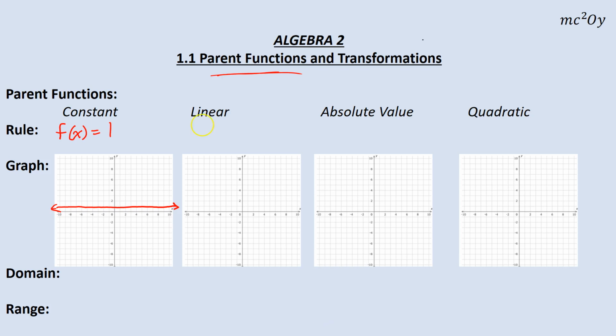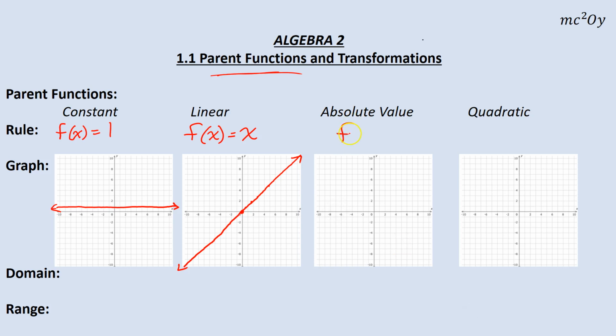But linear, f of x equals x. So if you think back to algebra, linear was y equals mx plus b. So if we get rid of the b and we just say our y-intercept is 0, and we have a slope of 1, that is our parent function. Okay? And so if we kind of zip through here, 1, 1, 2, 2, 3, 3, and so on. All right, that is the graph of our parent function for the linear equation.